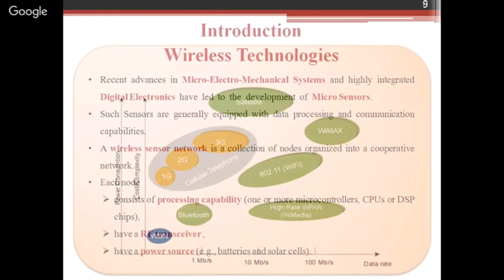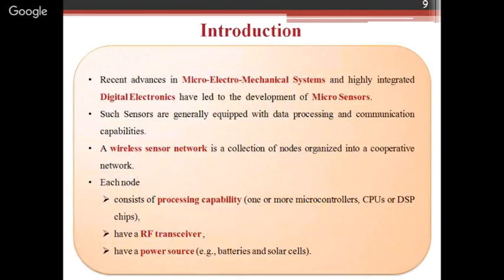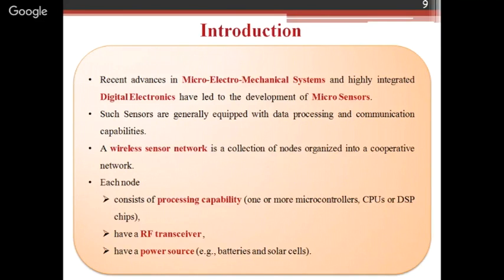Okay, so let's talk about WSN. The recent advances in microelectromechanical systems. This is a very important word, microelectromechanical system. That means both the electrical and the mechanical components on a single chip, and they are performing the task. And with highly integrated digital electronics, the concepts of digital electronics are required here, because we have to convert our sensed data, which is in analog form, into digital form.